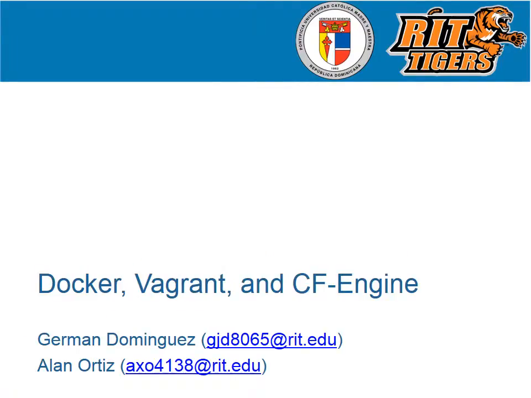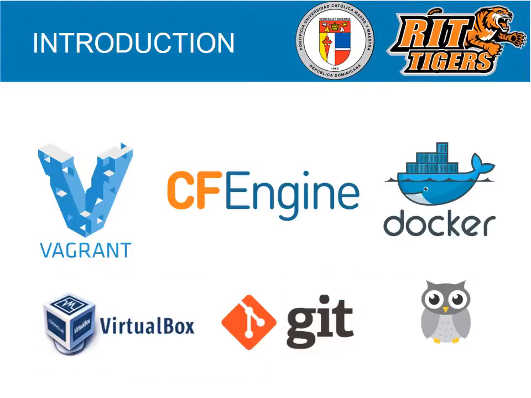We are Herman and Alan, and we are going to talk about Docker, Vagrant, and CFN. We hope that you enjoy our presentation. For the purpose of our project, we are going to use the following solutions: Vagrant in combination with VirtualBox, CF Engine in combination with Git, Docker in combination with CAdvisor.